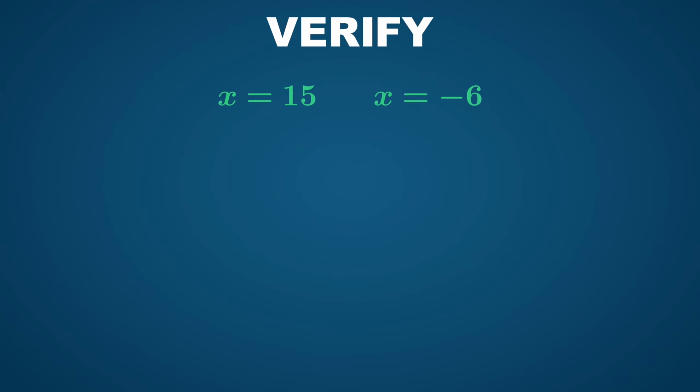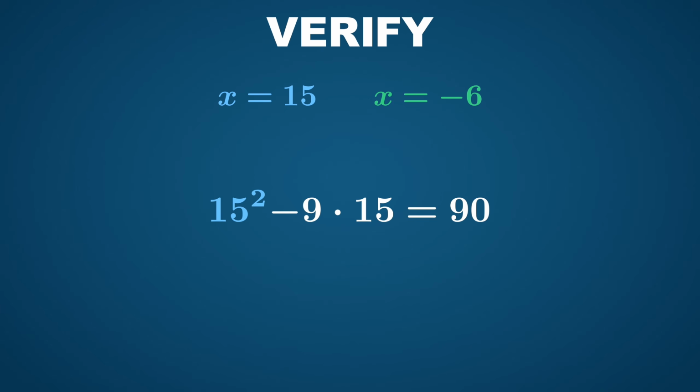We must verify our answers by plugging them back into the problem. Let us check the first solution where x is equal to 15. The original equation is x squared minus 9x equals 90. We replace every x in the equation with 15. This gives 15 squared minus 9 times 15 equals 90.